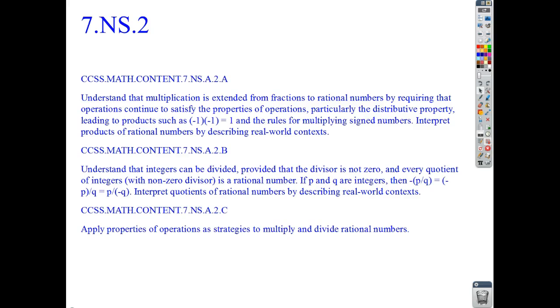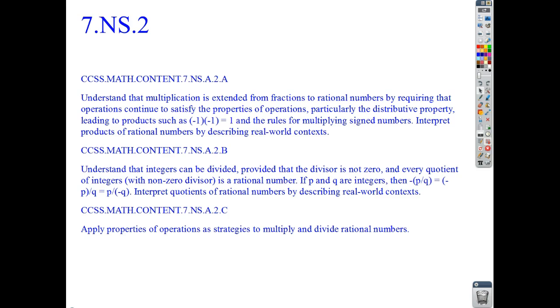Here is what we're going to cover in this video, which is an insane amount of content. If you feel like reading it, by all means, pause the video, go on. There's 3 parts here. This is number system 2 for 7th grade.